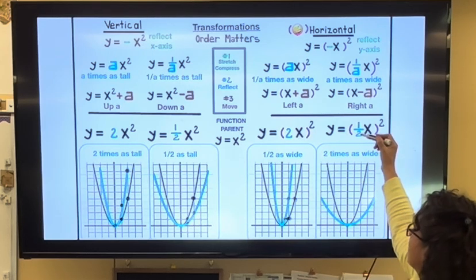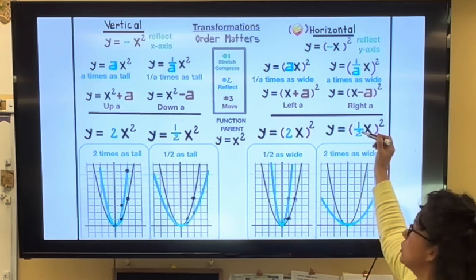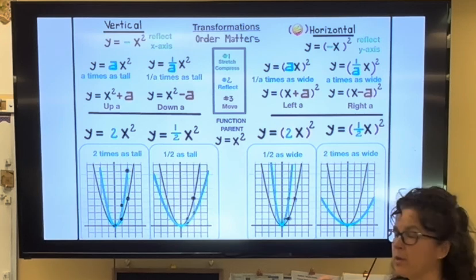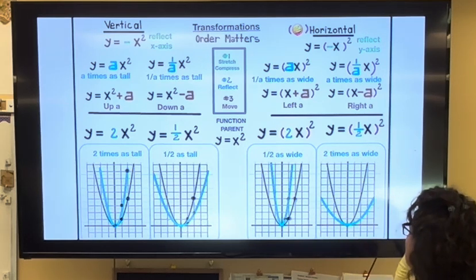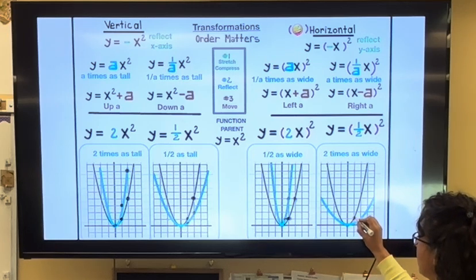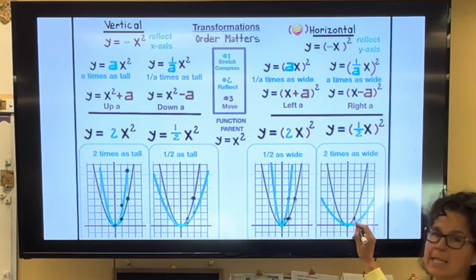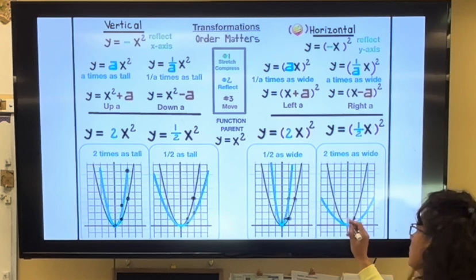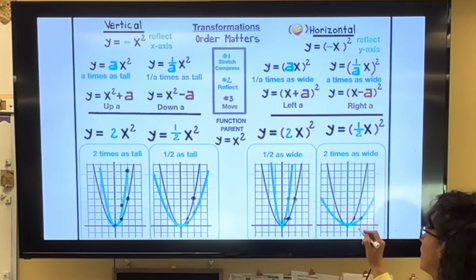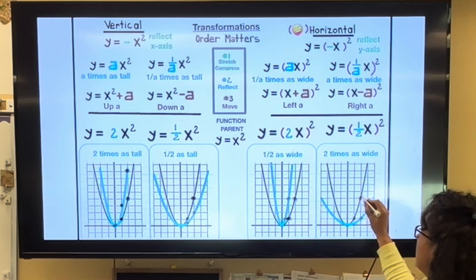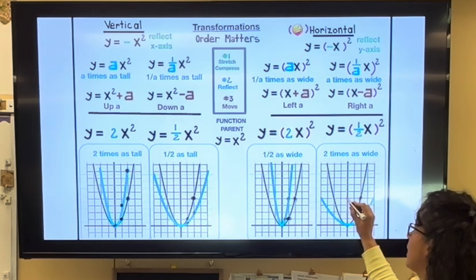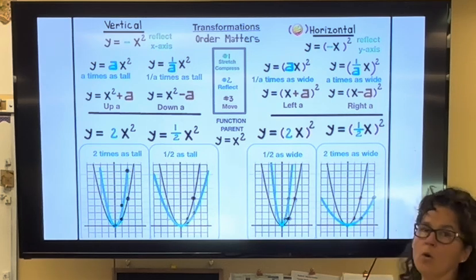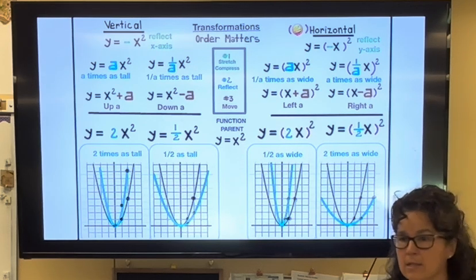Okay, this one here, 1/2, the reciprocal is 2, so it's twice as wide. It is a horizontal stretch by a factor of 2. Okay, so this point right here is originally a distance of 1 away from the y-axis. If I double that, the point is now 2 away. This point right here is a distance of 2 away from the y-axis, so let's double that. It's now 4 away from the y-axis.